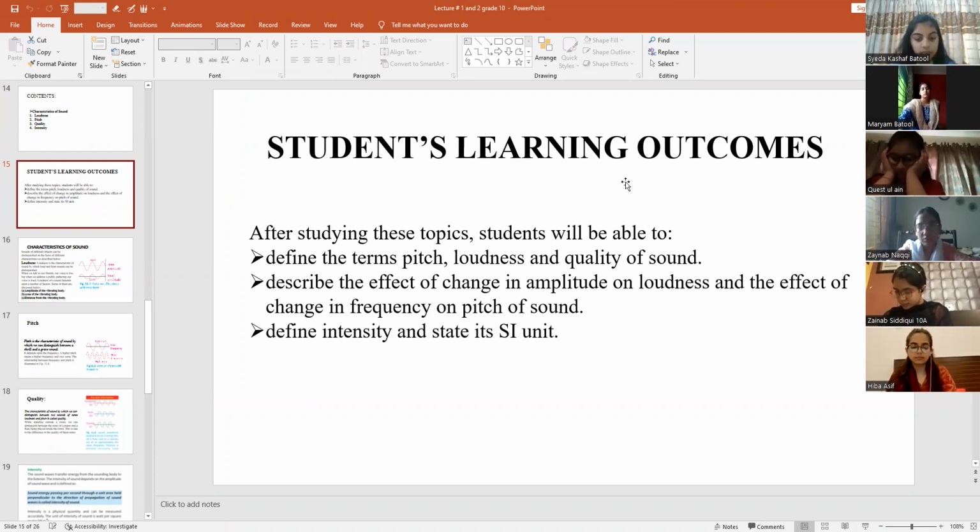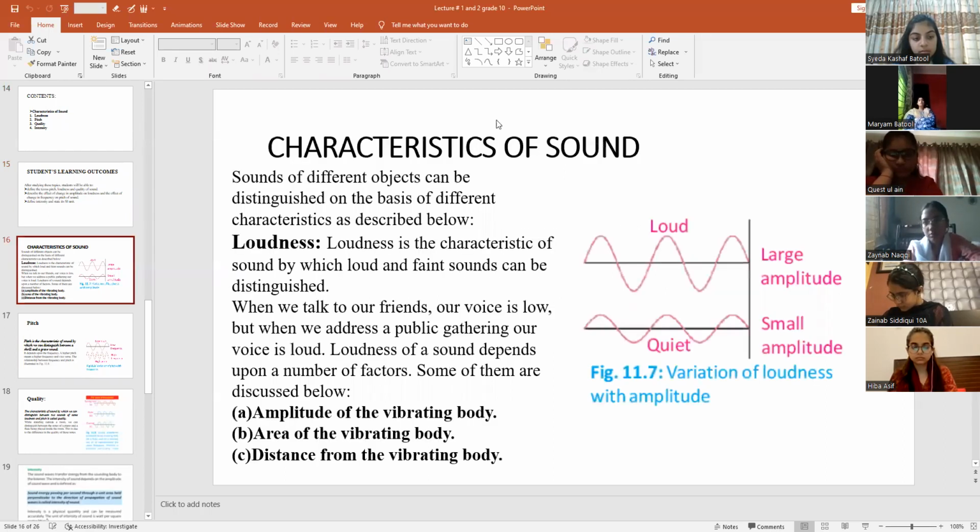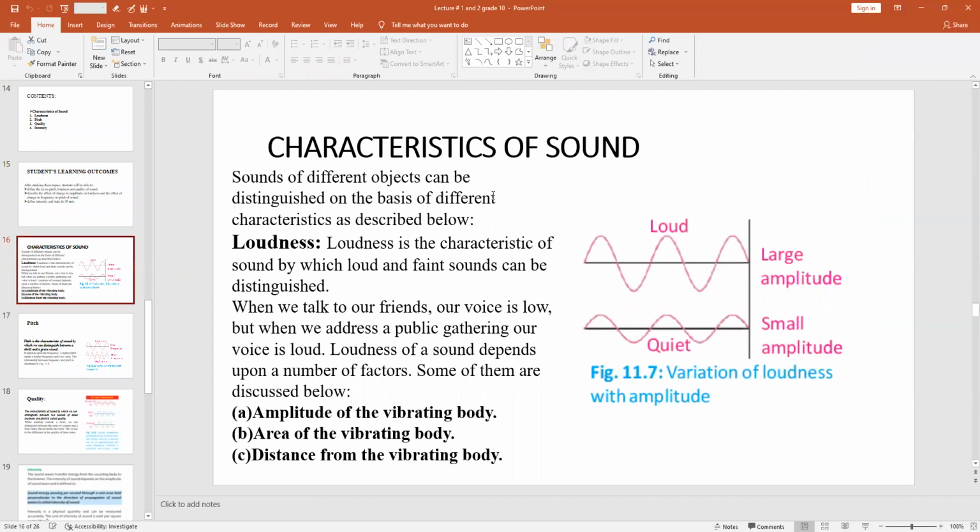Okay, so the learning outcomes for this lecture include: after studying these topics, you will be able to define pitch, loudness, and quality of sound. You will be able to describe the effects of change in amplitude on loudness and the effect of change in frequency on pitch of sound. Then you have to be able to state what intensity is and its System International units. Okay. So first of all, we will start from characteristics of sounds.